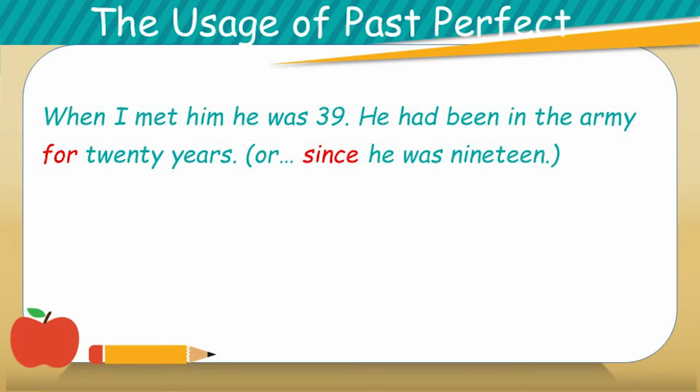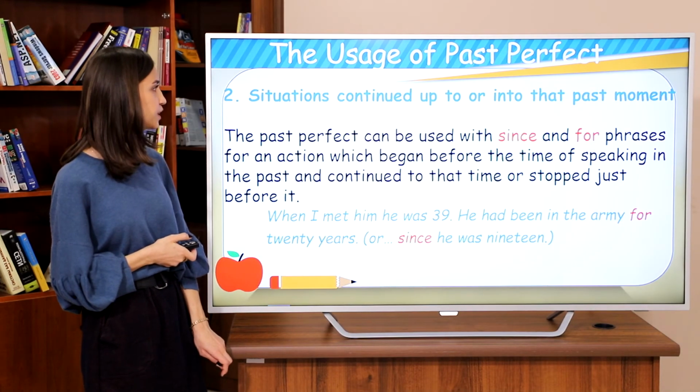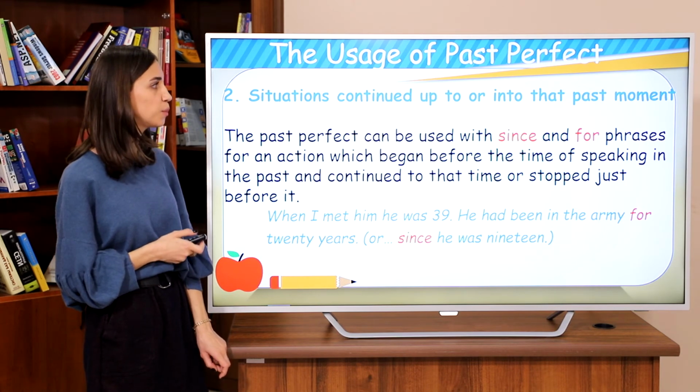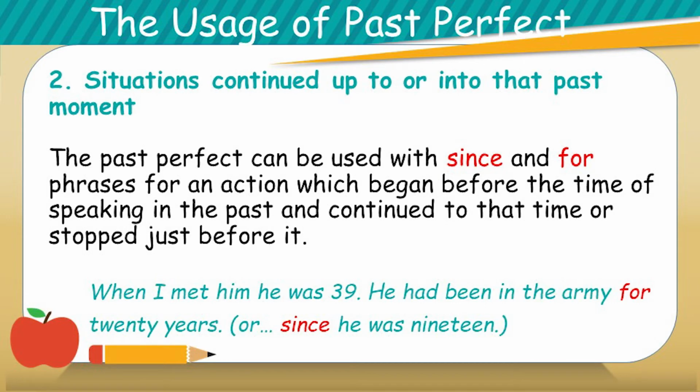When I met him, he was 39. He had been in the army for 20 years, or since he was 19. So, here we show situations continued up to or into the past moment. The past perfect can be used with since and for phrases for an action which began before the time of speaking in the past and continued to the time or stopped just before it.